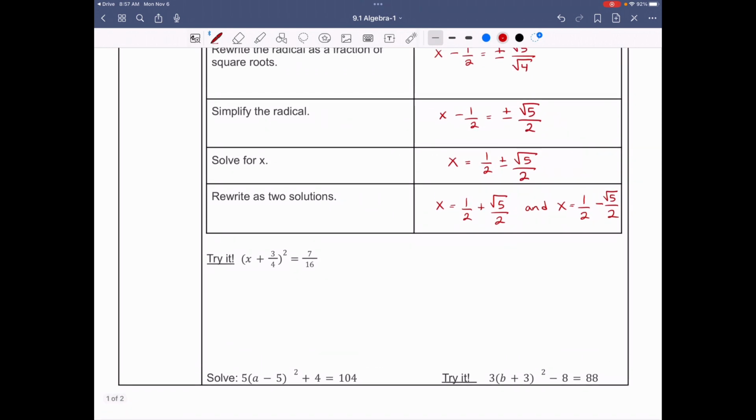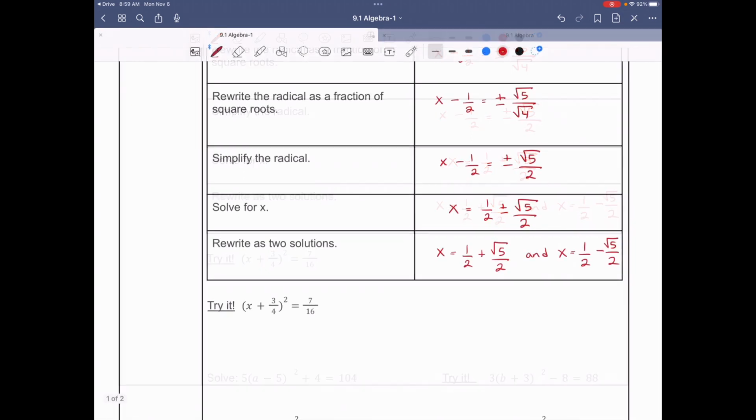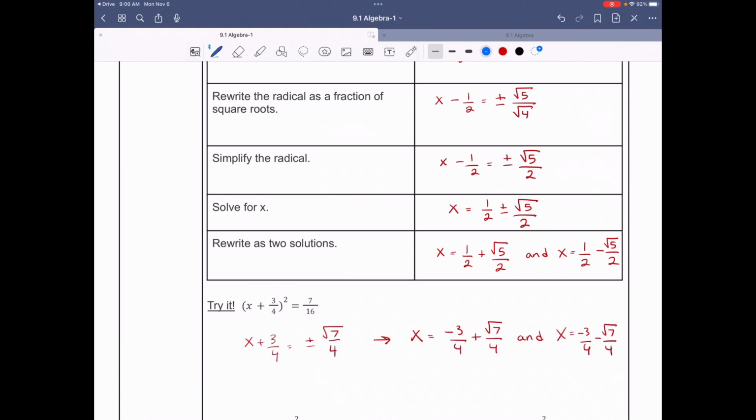Let's try this. You're going to go into your groups and try that problem. After you check your answers, go ahead and turn your page.